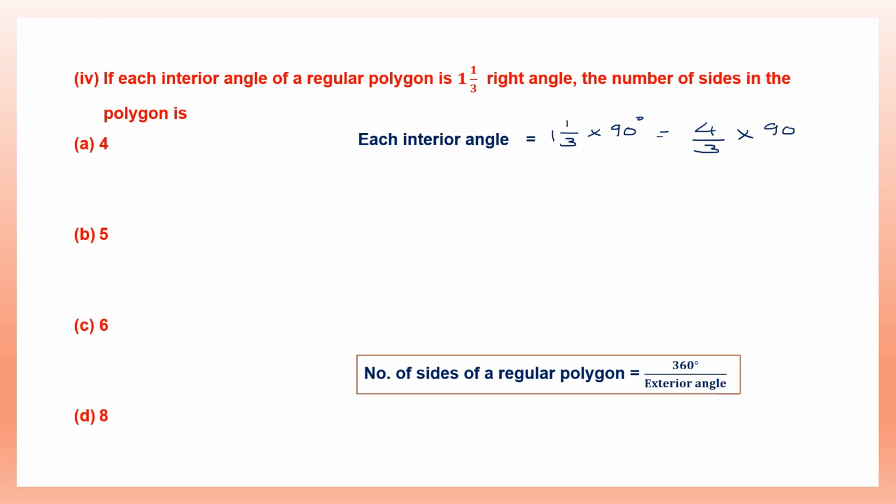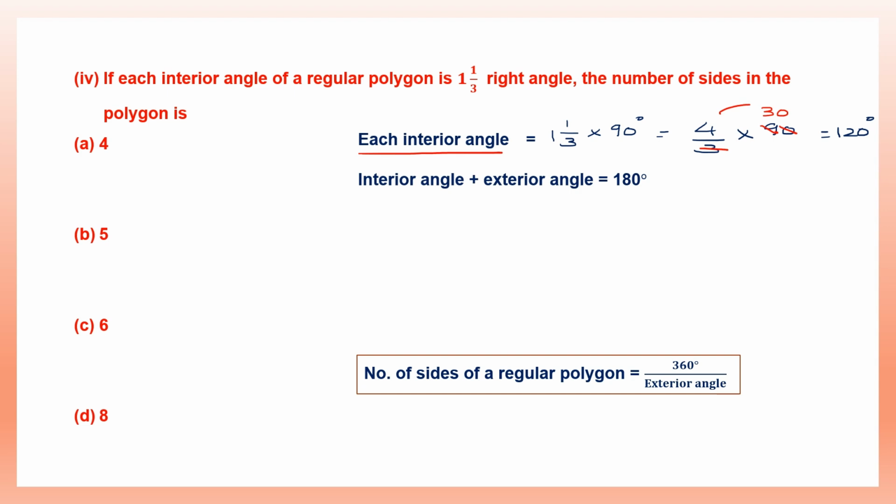So I can cancel 3 and 90. 3 3s are 9 and the 0 30. Now multiply these two. So here I have 4 3s are 12, 120 degrees. And what have I found? I have found the interior angle.